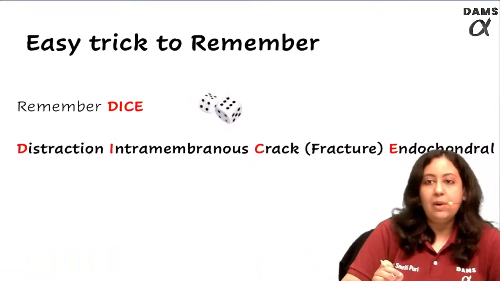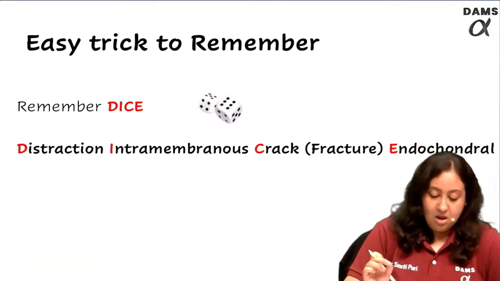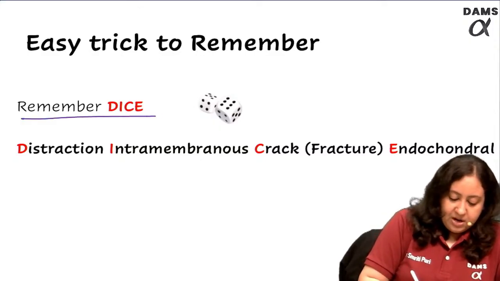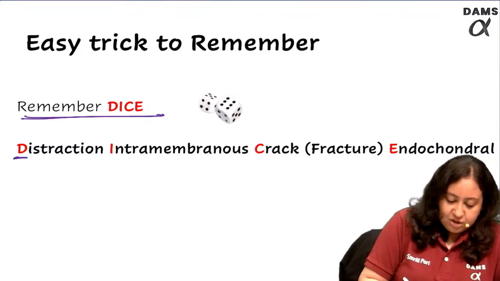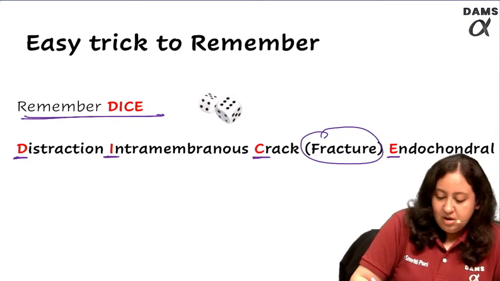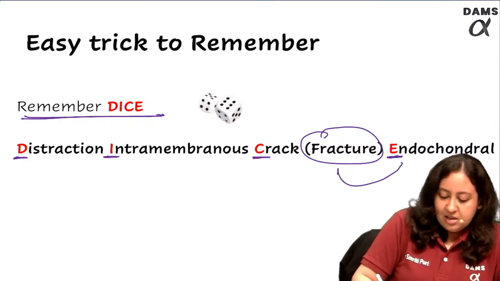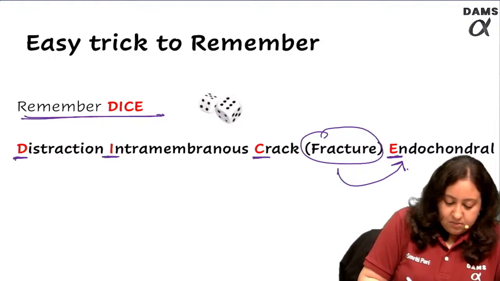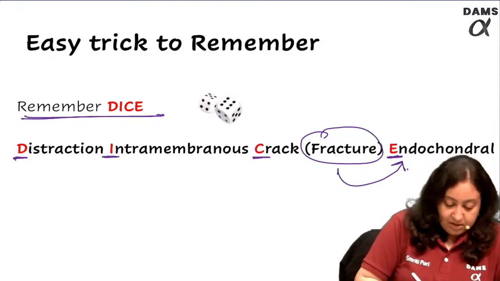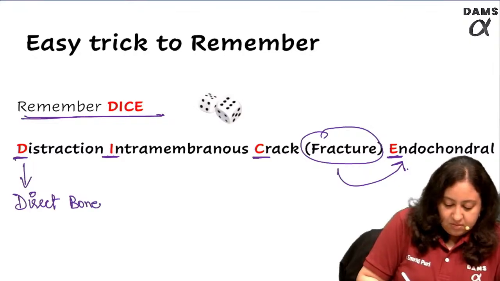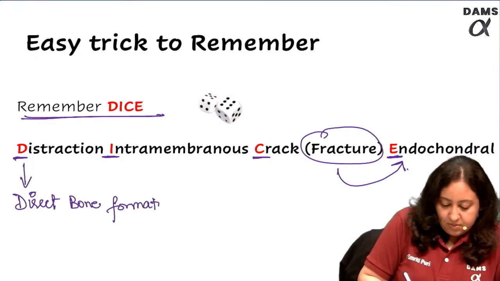Now a tip to remember this, an easy trick to remember this. This is very confusing, I know. So remember DICE. Distraction, intramembranous. Crack means fracture, endochondral. So fracture healing is via endochondral. D, intramembranous, that means D is direct bone formation.